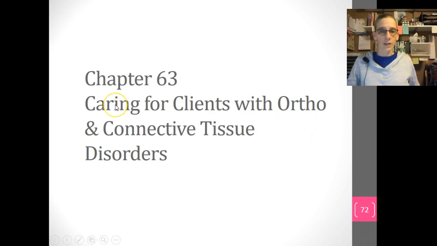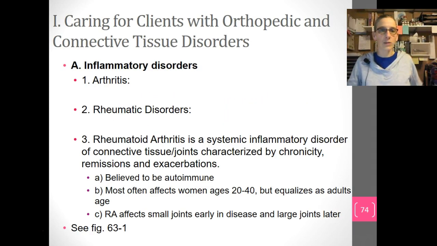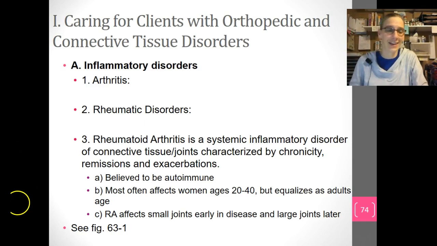So 63, caring for clients with ortho and connective tissue disorders. First one is inflammatory disorders. The first one is arthritis. All right. And I'm pretty sure everybody knows somebody that's got arthritis. And if you don't, you do now, because I have arthritis. So you all know me. All right. Arthritis is a general condition characterized by inflammation and degeneration of a joint. And then we've got rheumatic disorders. There are more than 100 different types.